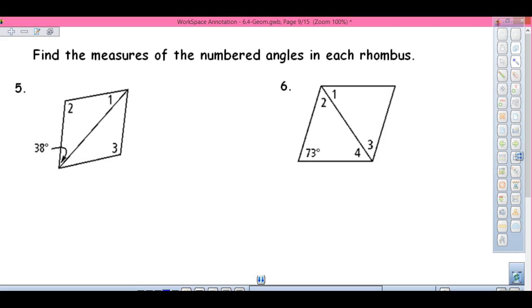Okay, so if this is 38, what's angle 1? How do you know? Because you know this is 38, and this is 38, so then this has to be 38. So angle 1 is 38. How can I figure out what angle 2 is then?